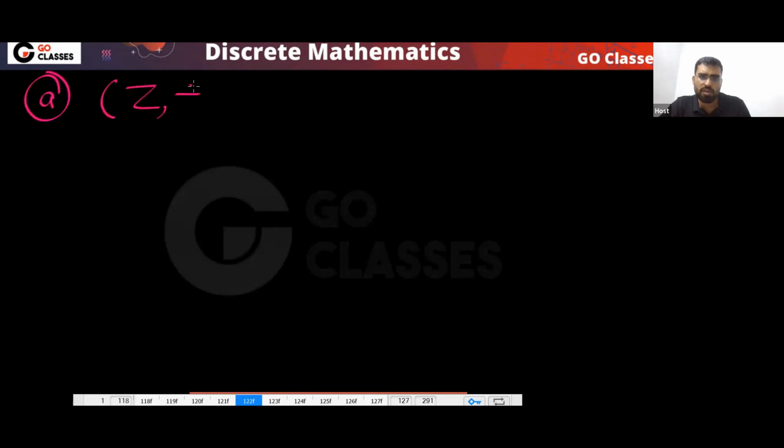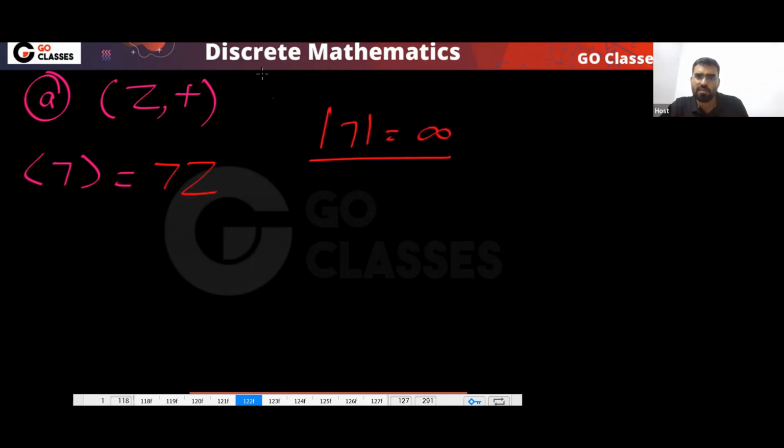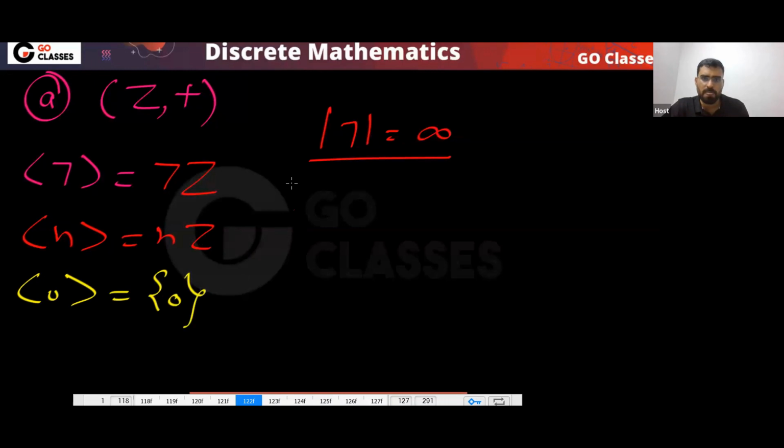The subgroup generated by 7, what will that be? That will be 7Z. So what is the order of 7? Order of 7 will be infinite. In general, the subgroup generated by n will be nZ. The order of n will also be infinite if n is not equal to 0.